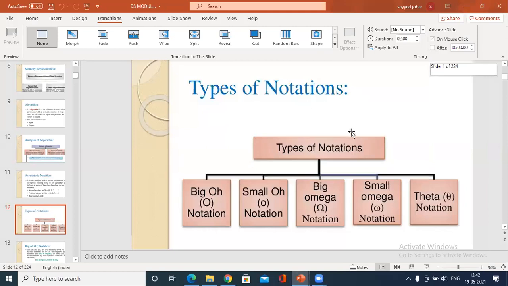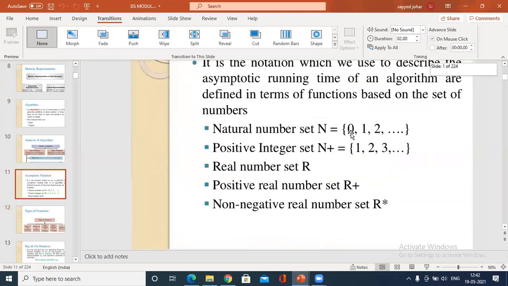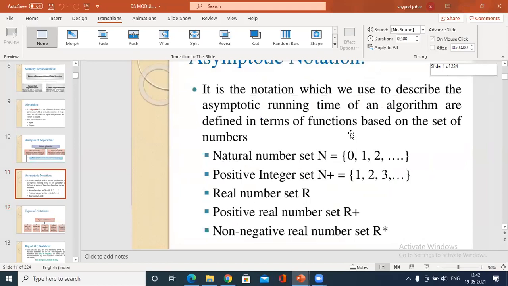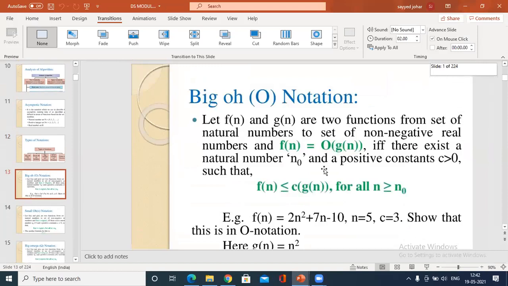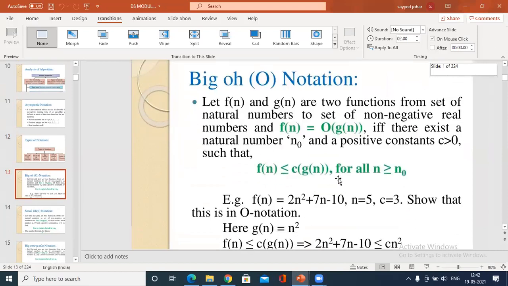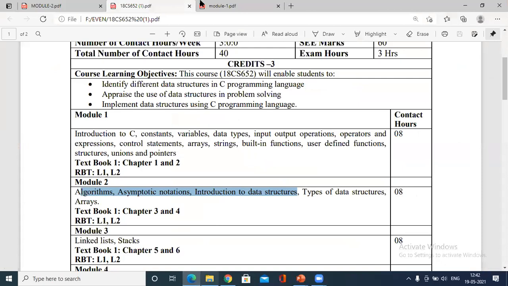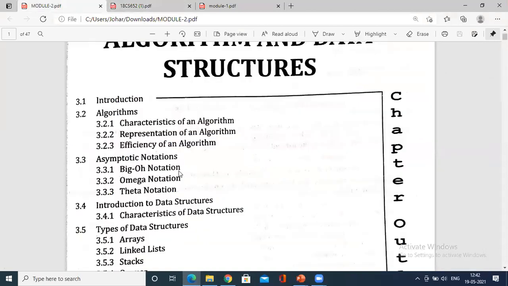I was talking about the asymptotic notations. We have three types of notations. I was discussing the time complexity and the space complexity. So this is big O notation. Let me go directly to the major concept of it. With the syllabus point of view, we have three asymptotic notations: big O notation, omega notation, and theta notation.